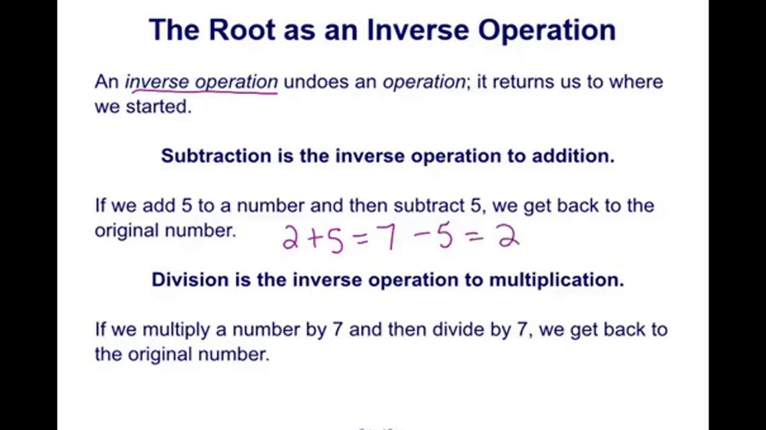We also know that division is the inverse operation to multiplication. If we multiply a number by 7 and then divide by 7, we get back to the original number. So now let's multiply 2 times 7 equals 14. But then if we divide by 7, we get right back to 2. Inverses have that special property.